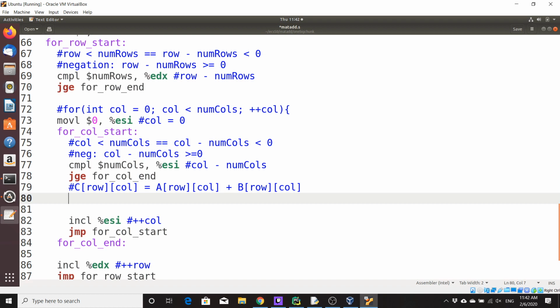Okay, if you rewrote this expression without square brackets, what's it going to look like? Star C. So how is this array allocated? Is it one big chunk, or is it an array of arrays?